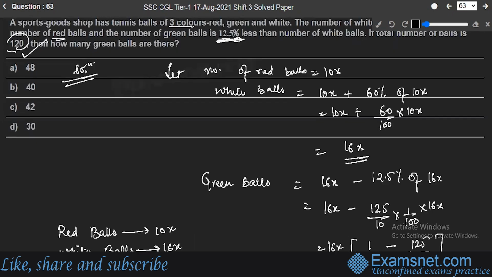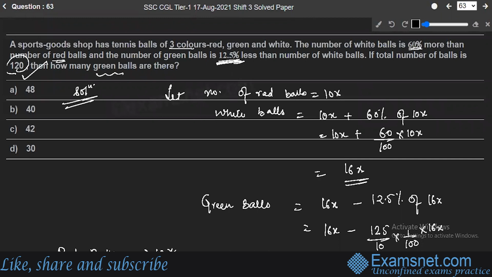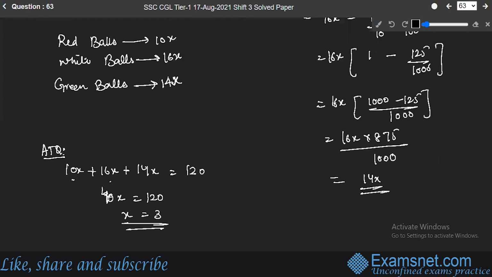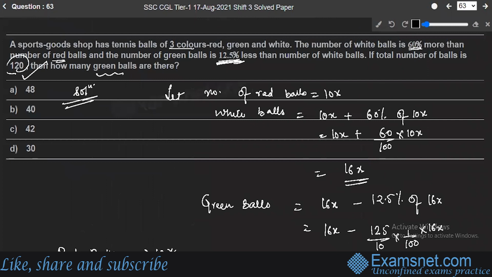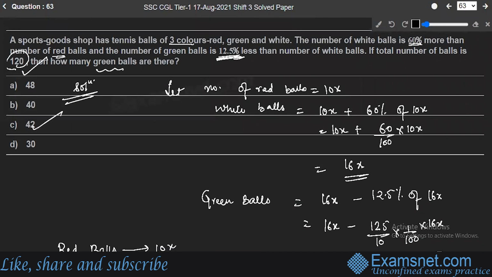But in the question, you have to find out how many green balls there are. So green balls are 14x, that's 14 into 3, which is equal to 42 balls. So Option C, 42, is the correct answer to my question. I hope you are clear. Right? Let's move to the next question, number 64.